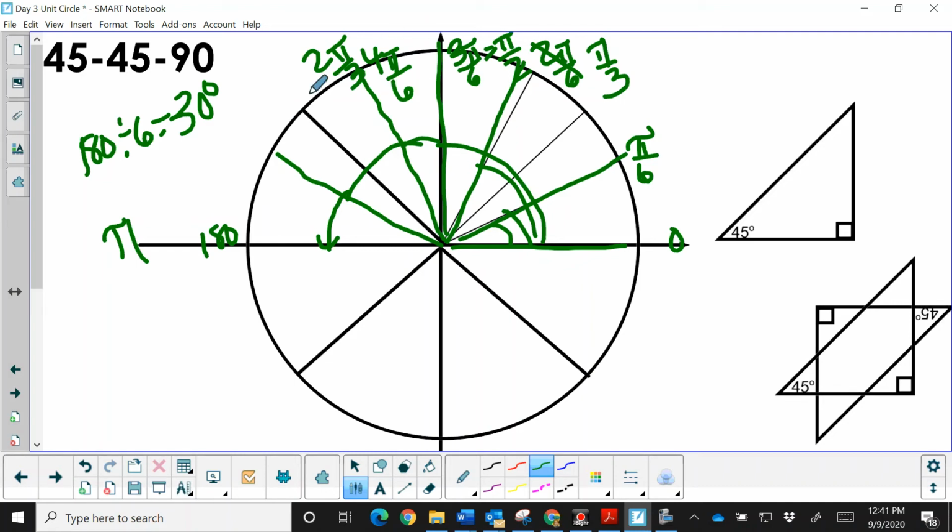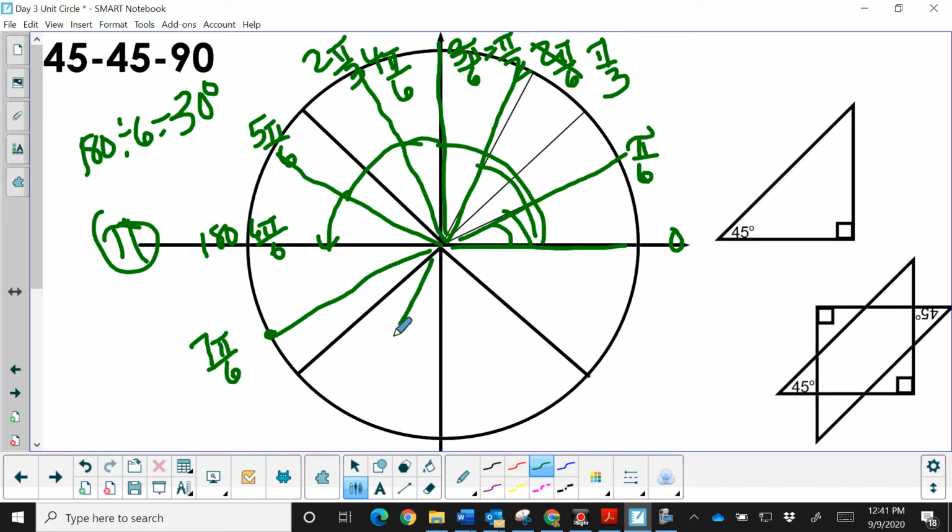Add another pi over 6. This one's 5 pi over 6. This one won't reduce, so we just leave it as 5 pi over 6. And then this is 6 pi over 6, which we also know as pi. That means this next position, when we count by 6, is 7 pi over 6.